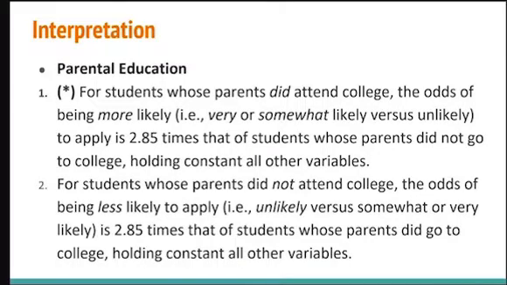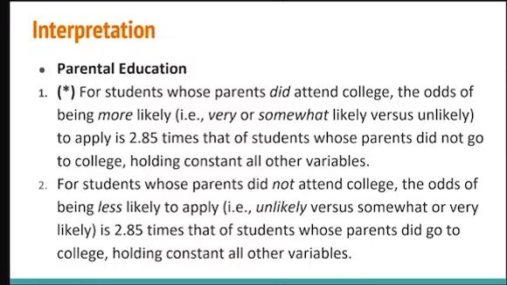Now I say for students whose parents did attend college, the odds of being more likely to apply is 2.85 times that of students whose parents did not go to college. That really makes sense, because the parents may motivate their children to go to college because they've gone to college. You get what I mean?